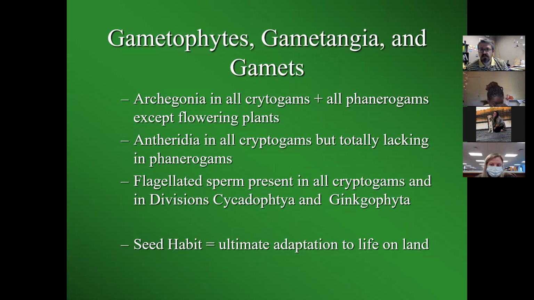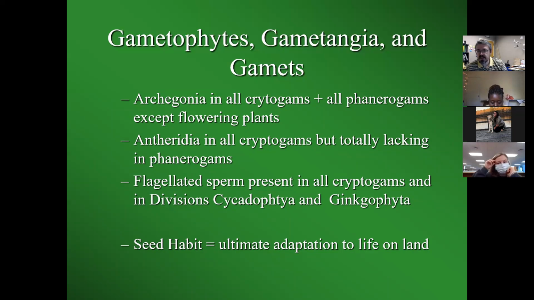And some other things that we'll see is that the archegonia, which produce eggs, in all cryptogams and phanerogams, we see archegonia, and all the cryptogams, which are the ferns and fern allies, and all of the phanerogams except for the flowering plants. So when we get to actual flowers, we won't see an archegonial structure. Antheridia is in all cryptogams, and then we don't see it again after that. All the seed plants don't have an antheridium.